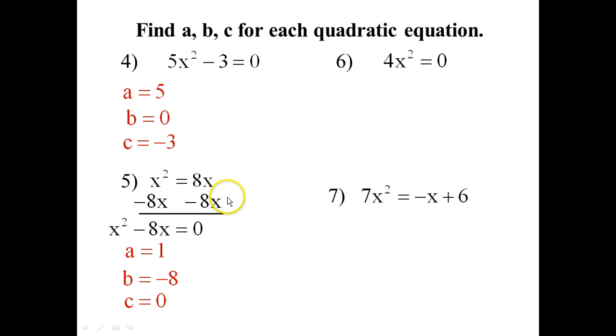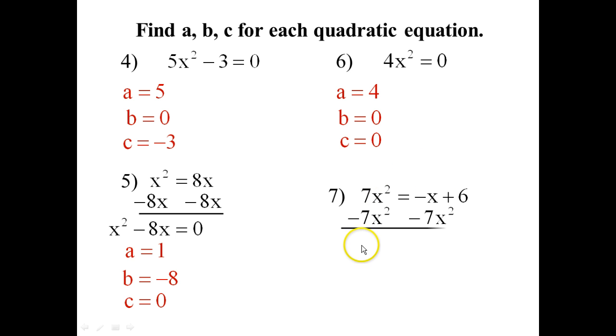Number 6, similar. A is 4, but this time there's no x term. And there's no number by itself, so those are both 0. So these are all the cases where you can have zeros. There's a 0 for B, you can see it's just a square term and a number. If the 0 is C, there's just the square term and the x term. If they're both 0, all you have is a square term. Of course, here, make sure you get it equal to 0.